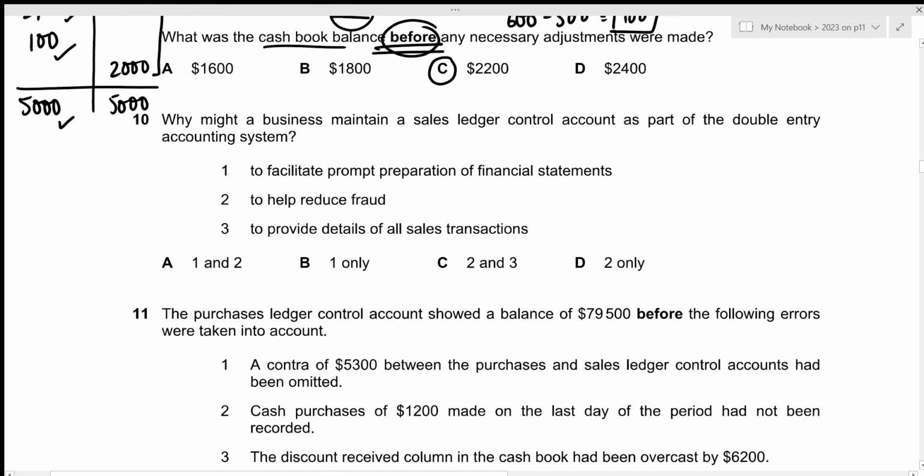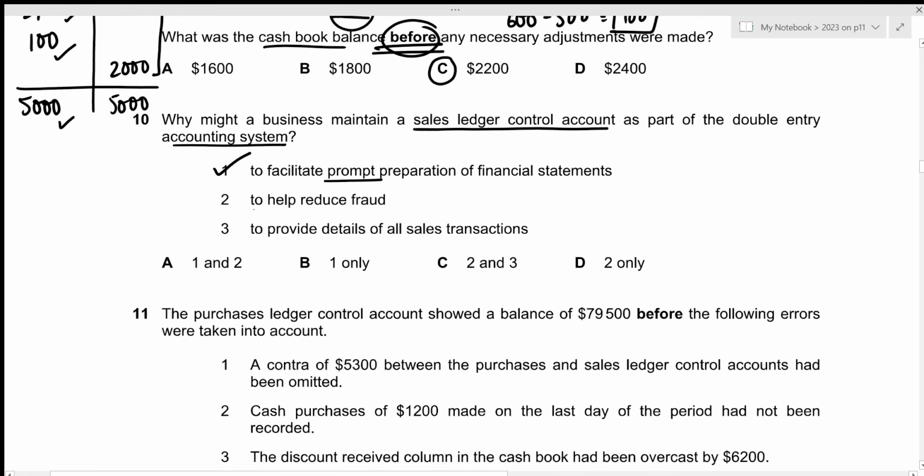Now for question number 10, why might a business maintain a sales ledger control account as part of the double entry accounting system? The first one is to facilitate prompt preparation of financial statements. So this one is correct because sales ledger control account will give us the correct balance for our trade receivables. So this will definitely help in preparation of financial statements.